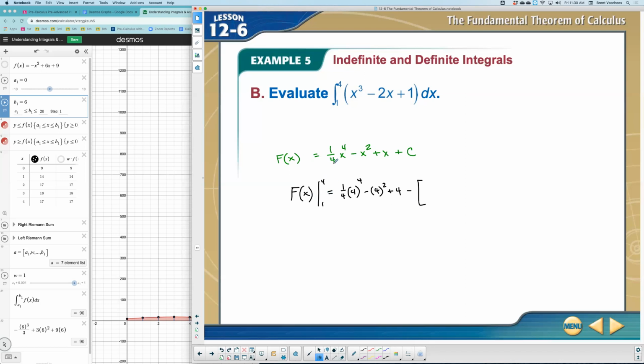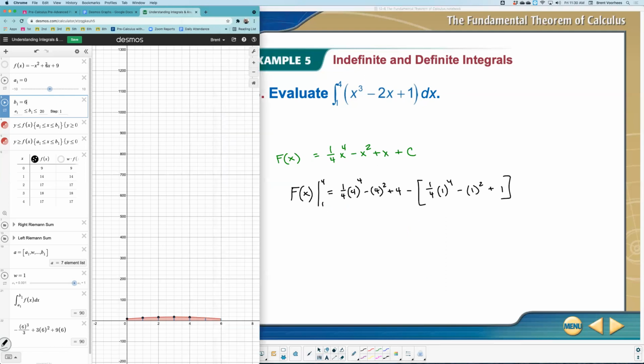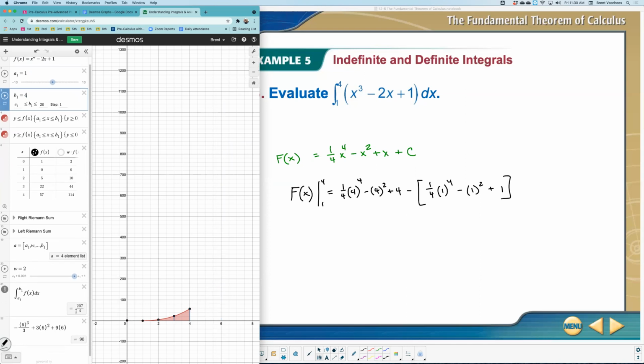And now let's plug in the 1 across. So 1/4 times 1 to the fourth power minus 1 squared plus 1, which I don't need in parentheses. It's not even multiplying with anything. Okay, and so if we evaluate that, we should get our answer. So I'm going to first type this in up here, x cubed minus 2x plus 1, and we want to evaluate the integral from 1 to 4. The calculator says that answer should be 207/4. We'll wait and see what that actually is.